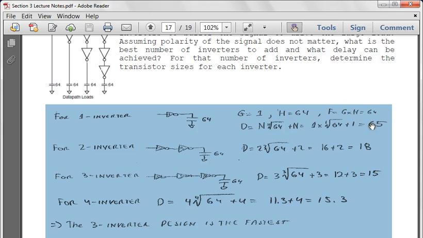So you can see we actually reach a point where the delay goes down, and then it comes back up a little bit. Therefore, based on this, we can conclude that the 3-stage inverter has the smallest delay.